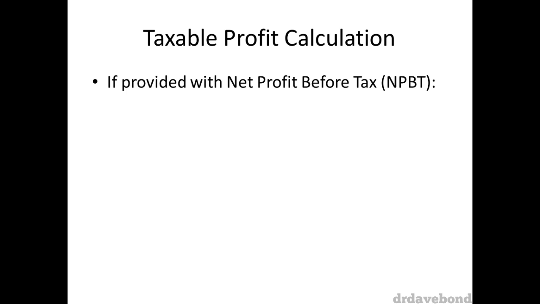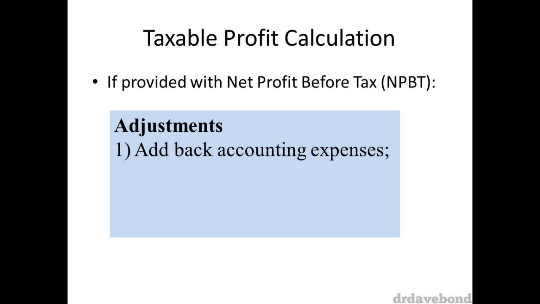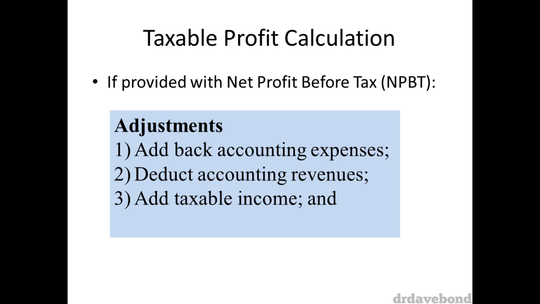Depending on the information provided, you may be given taxable profit. If that is the case, you don't need to do anything. If you aren't given taxable profit, you'll most likely have net profit before tax. If that is the case, then you'll need to adjust it to get taxable income. The adjustments to make are: 1. Add back any accounting expenses. 2. Deduct any accounting revenues. 3. Add any taxable income. And 4. Deduct any allowable deductions.